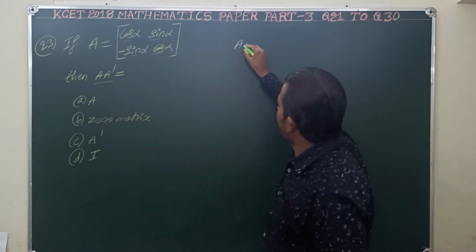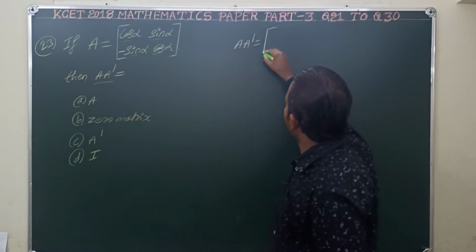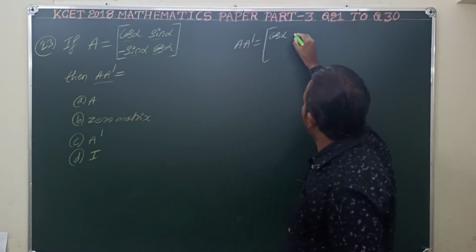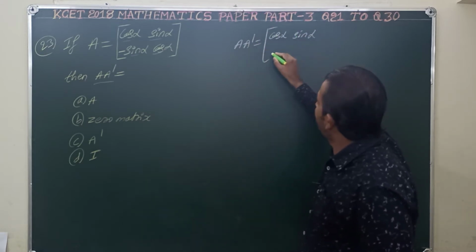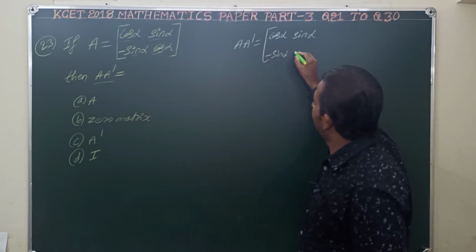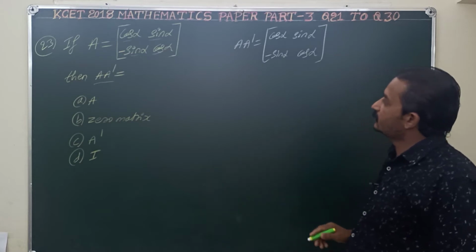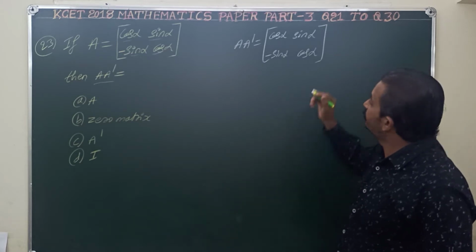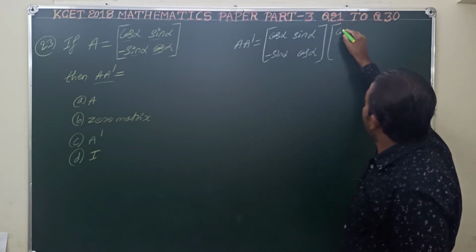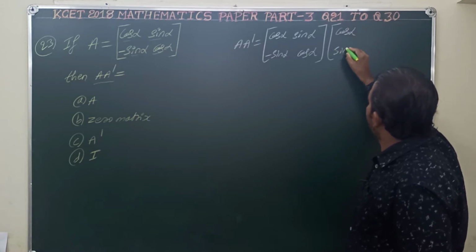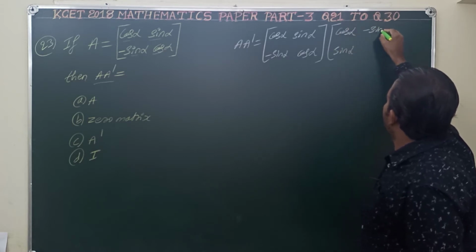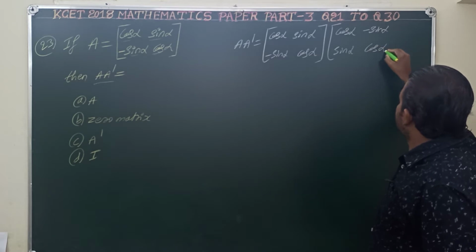So now take A into A dash. A is given: cos alpha, sin alpha, minus sin alpha, cos alpha. So next, we take the transpose. Transpose means interchange the rows and columns: cos alpha, sin alpha, minus sin alpha, cos alpha.